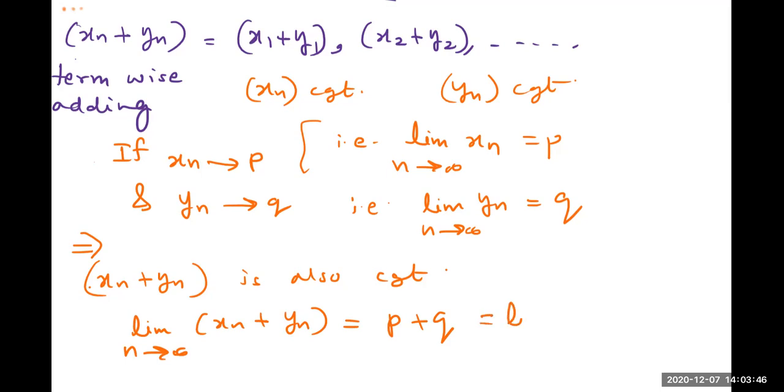और p क्या है मेरा? p है मेरा limit of xn as n tends to infinity. और q क्या है? Sorry, plus आएगा इधर. Plus limit of yn as n tends to infinity. So limit of sum of the sequence, add करके limit निकाला या फिर limit निकाल के add किया, the answers are same. And this property we used in the problems I just solved. Okay.